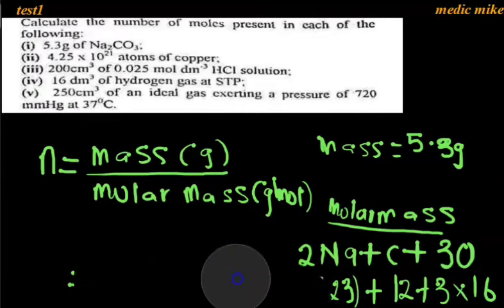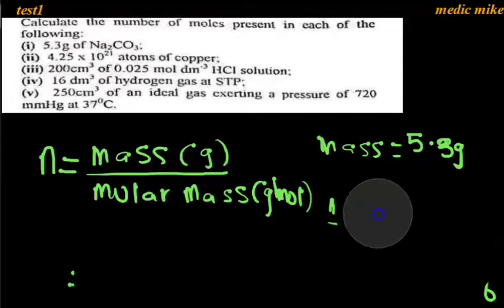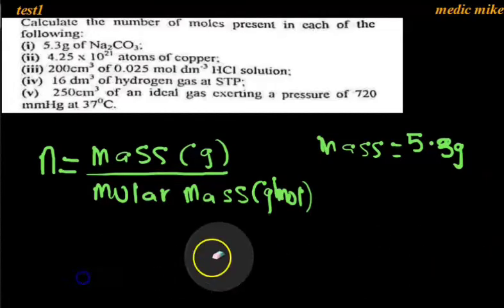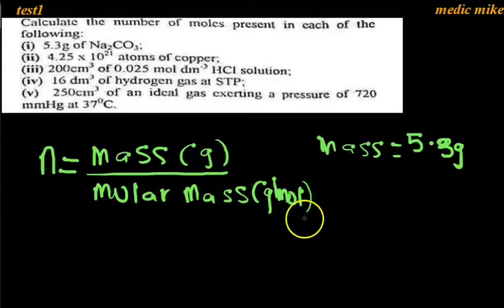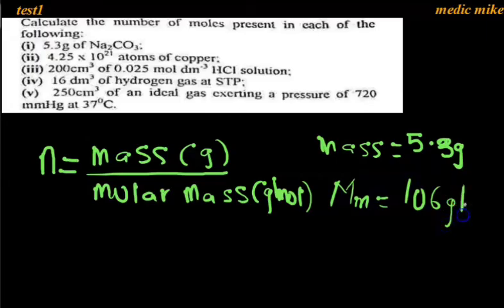Now having established our molar mass, we'll go forward to looking for our mole. Our molar mass over here, we just write it over here. Molar mass is equals to 106 gram per mole.